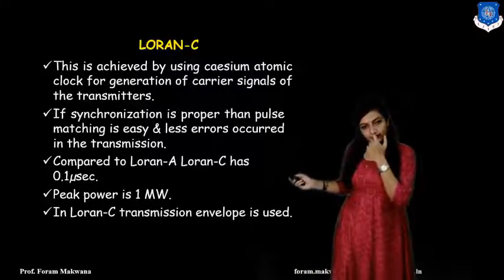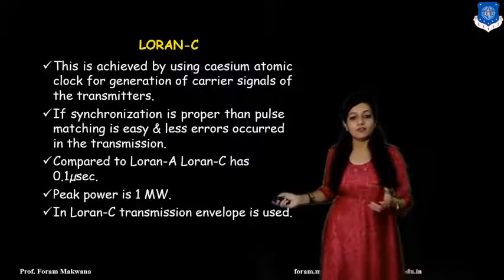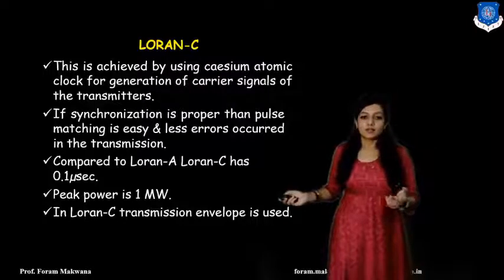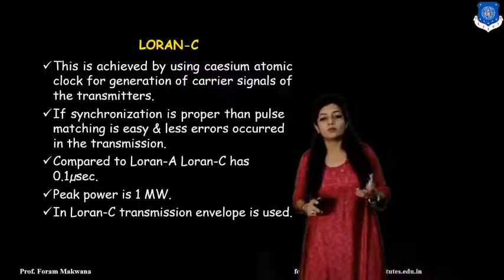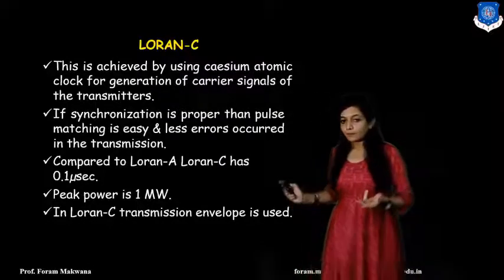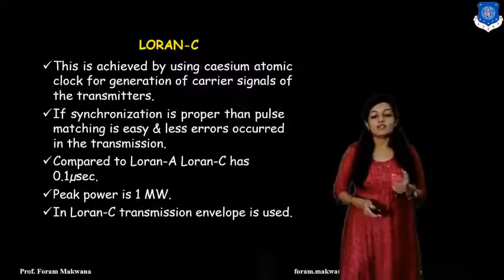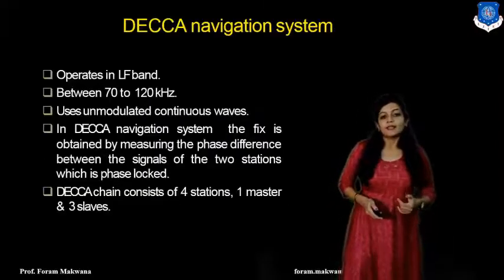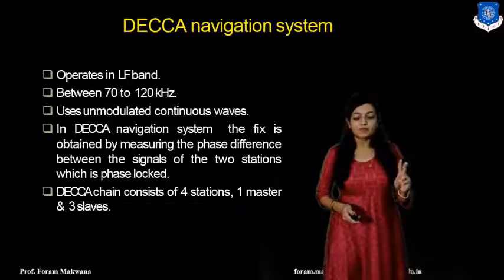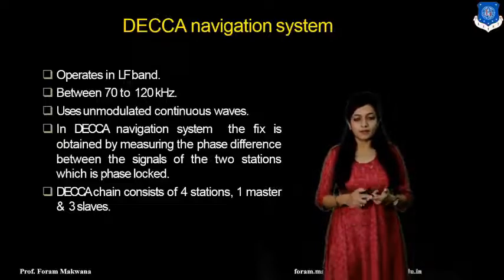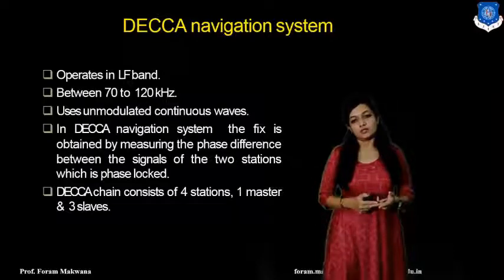So compared to LORAN-A, LORAN-C has a probability of error in the arrival of the signal from the transmitter with a delay of 0.1 microsecond. Earlier for LORAN-A it was around 1.5 to 2 microseconds, right? Peak power is 1 megawatt, and in LORAN-C the transmission envelope is used. Alright. So in LORAN we have studied LORAN-A and LORAN-C, and based on that, we have compared them according to frequency, range and accuracy, right?